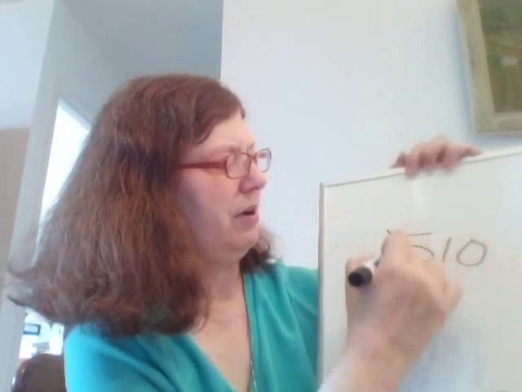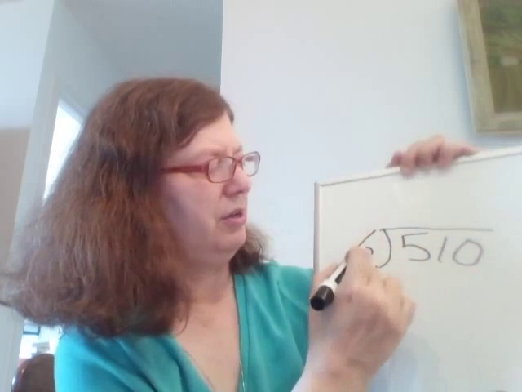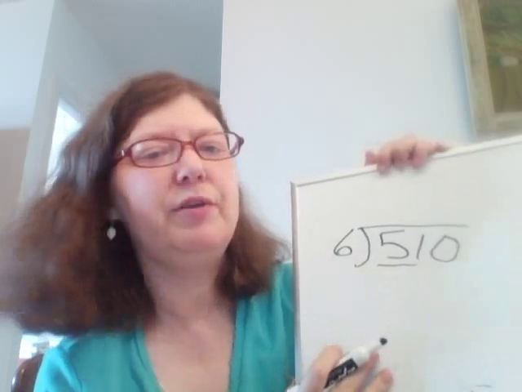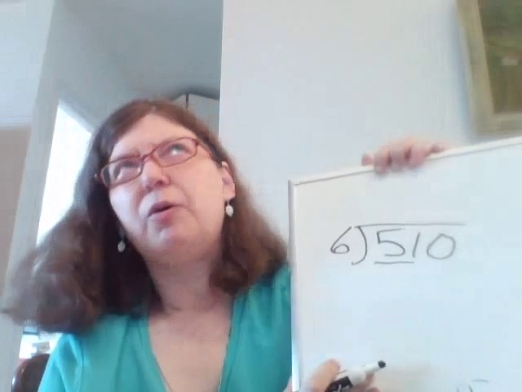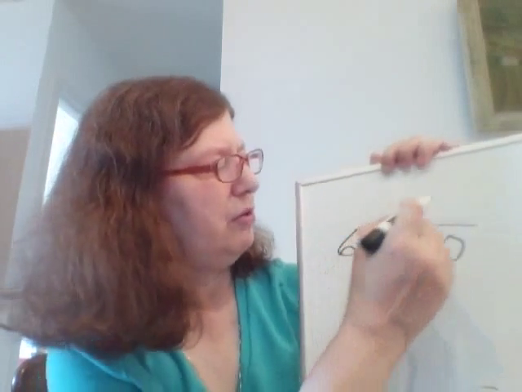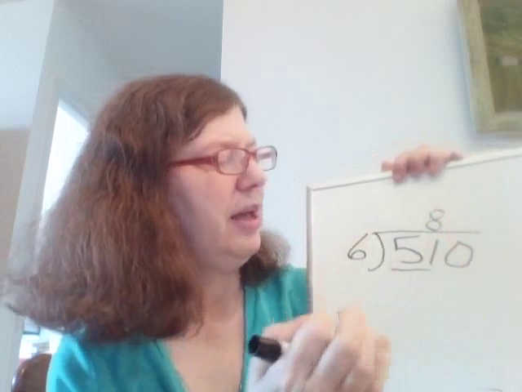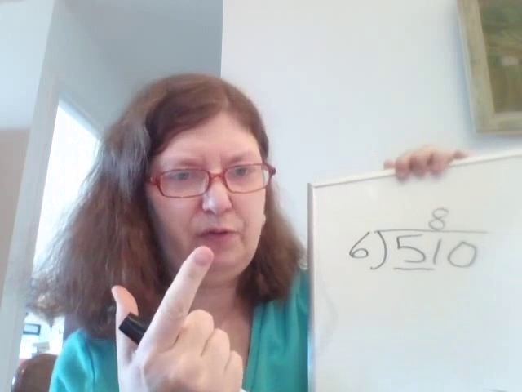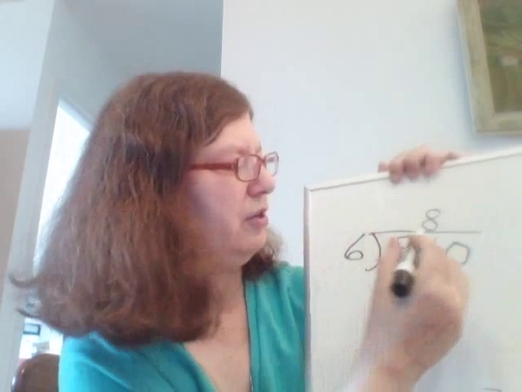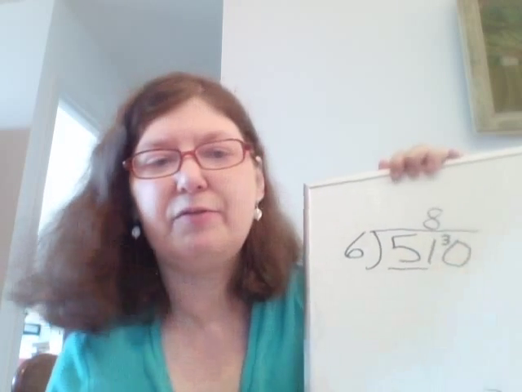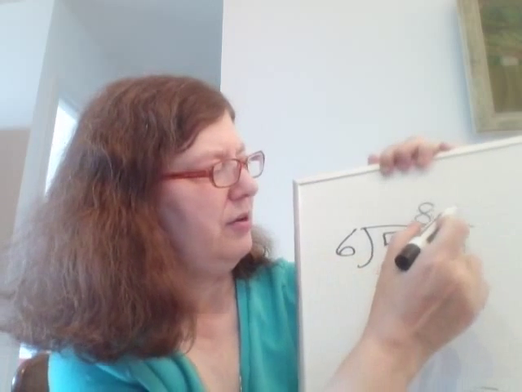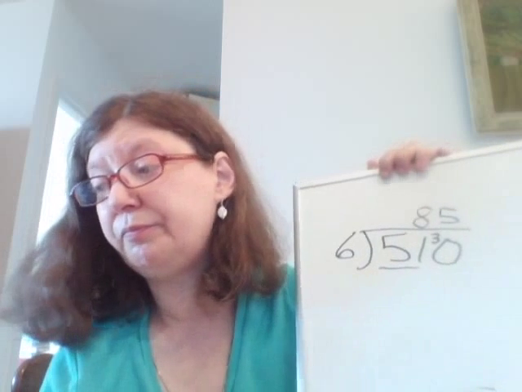510 divided by 6. 6 does not go into 5. 6 goes into 51. So 6 eights are 48. That's pretty close. So we put an 8. How much from 48 to 51? Well, 2 to 50 plus 1, so that's 3. We put that in front of the next guy. Then 6 goes into 30 5 times, and we're done.